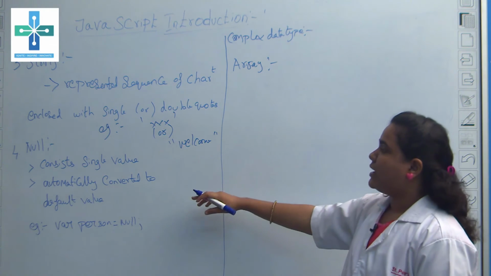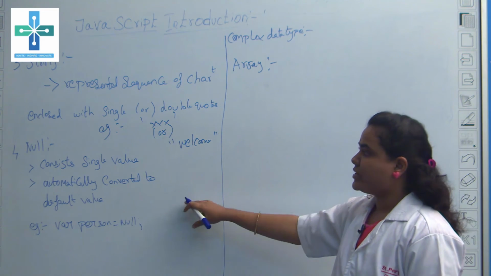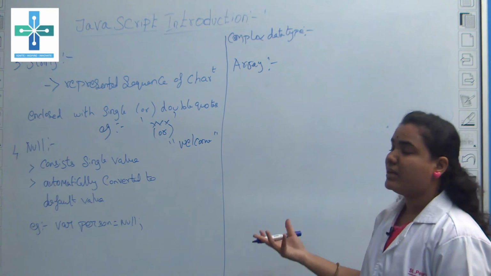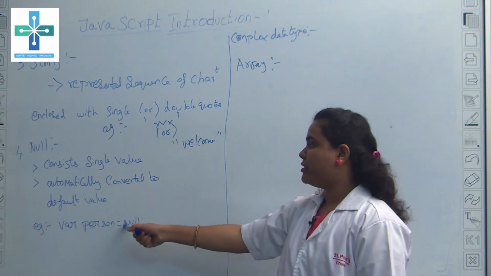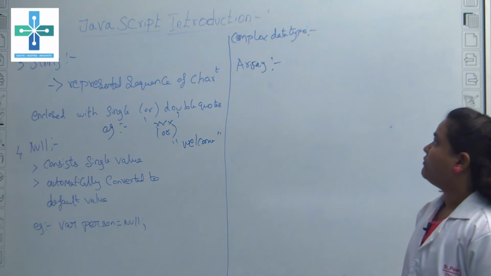And null, the last value, is null. It consists of a single value. Whenever you pass null, it is automatically converted to the default value. Here I am passing null, and it will be converted to the default value.